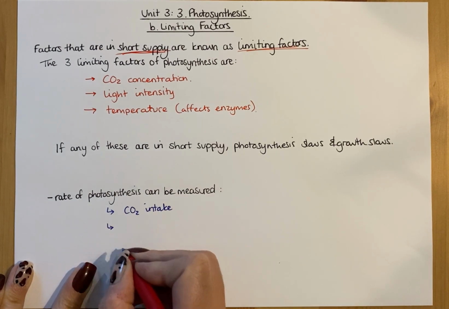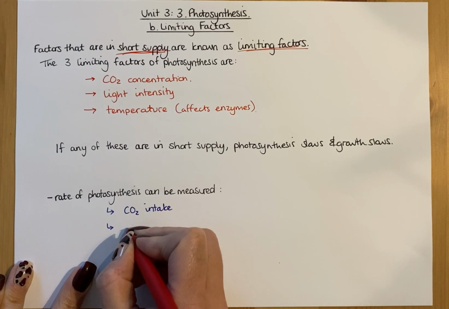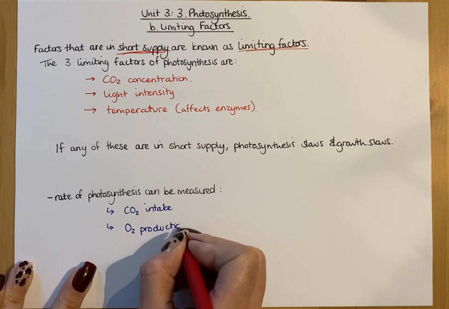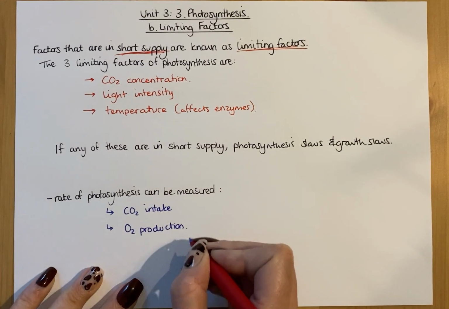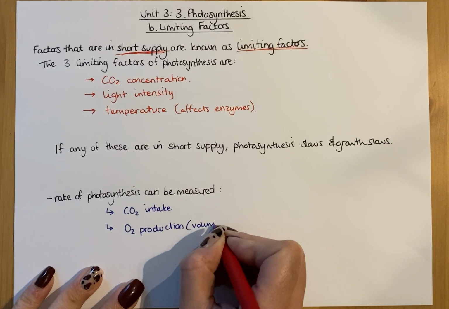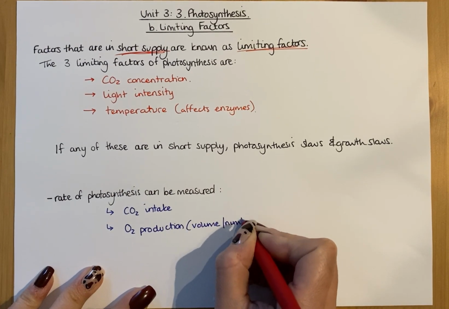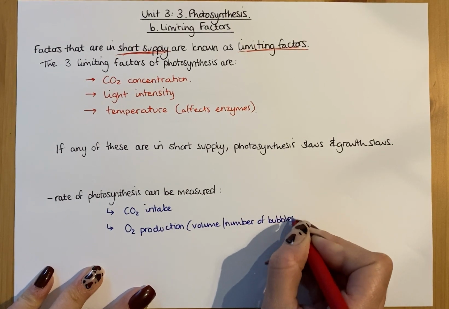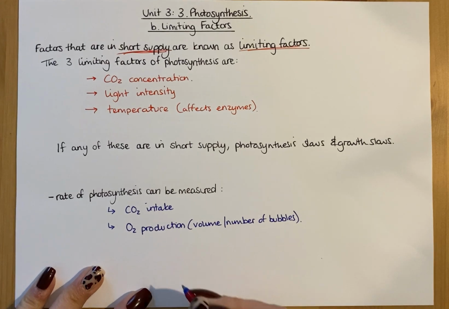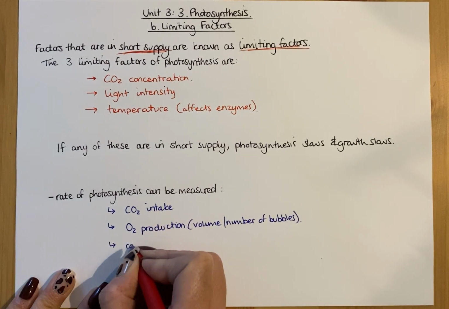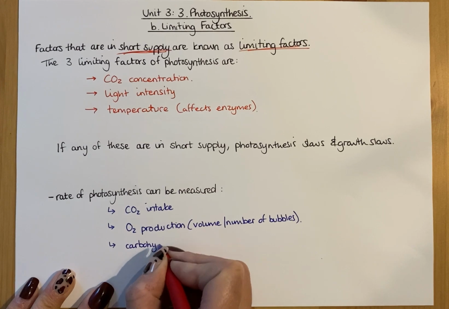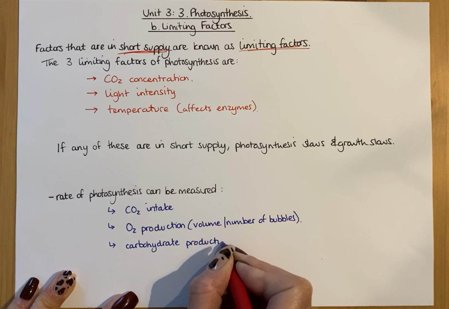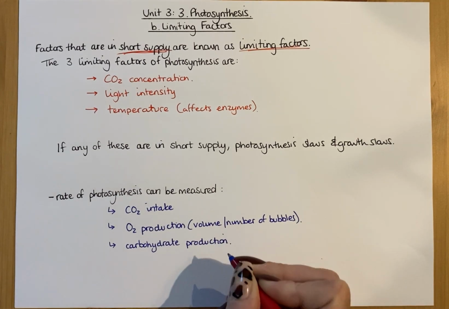The next one is about measuring things that it gives out. Okay, so the oxygen production by a plant is a really easy measure of photosynthesis. Now either that can be volume or it can be number of bubbles produced per minute, and I'll explain what that means in a sec. And the last one is the carbohydrate production. Now that basically means how much is produced after it's photosynthesized.